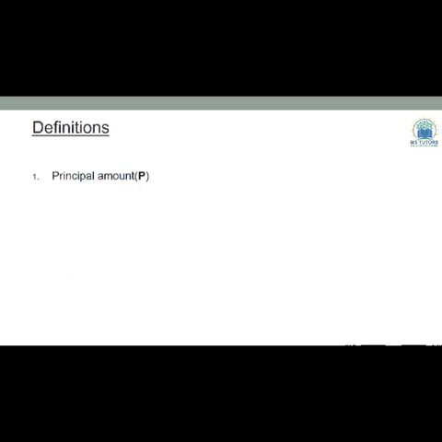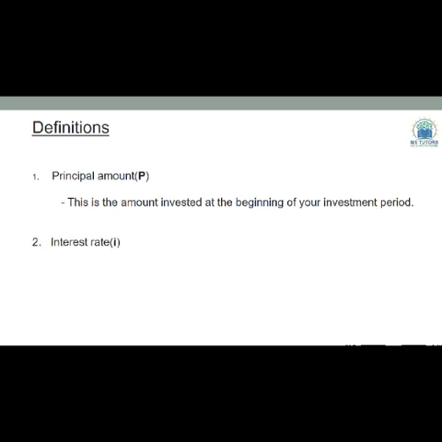The first one is the principal amount. Now, the principal amount is represented by the letter P, and this is the amount that you invest at the beginning of your investment period, right? So this is the money that you're going to take to the bank or to any other investment firm to invest your money.